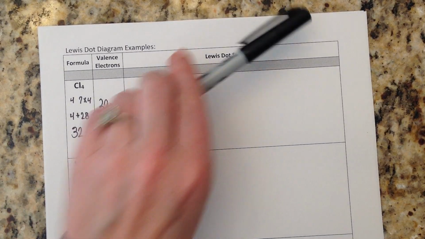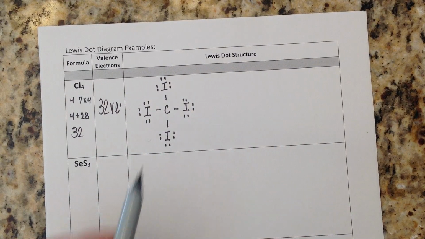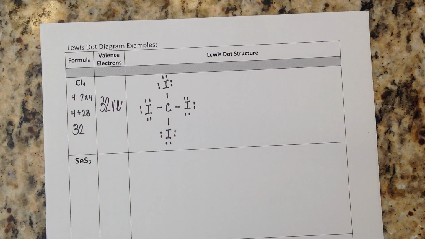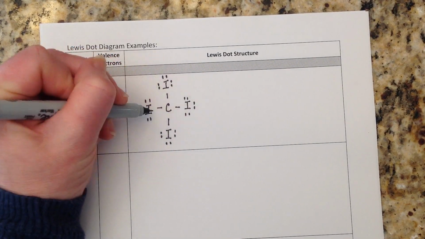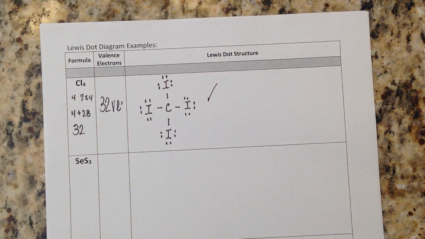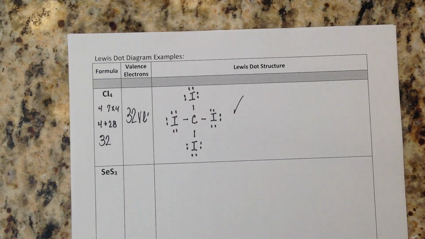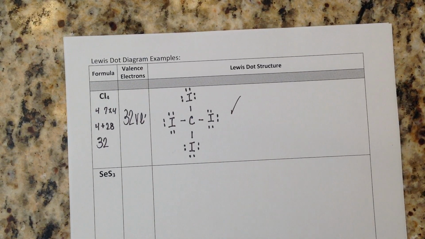Once you take your hands off, you ask yourself the $1 million question, is mama happy? Because we all know if mama's not happy, nobody's happy. Is mama happy? Does she have access to 8 electrons? And the answer is yes. She has 2, 4, 6, 8. She is happy and we are finished. So that is the Lewis dot structure for CI4.